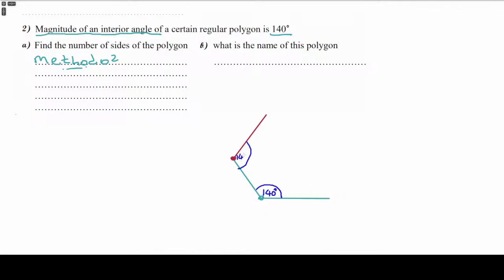The interior angle is 140. If I extend this line, I get an angle here. Look at this orange angle. What is this orange angle? That is outside the polygon. What do we call this orange angle? This is the exterior angle.